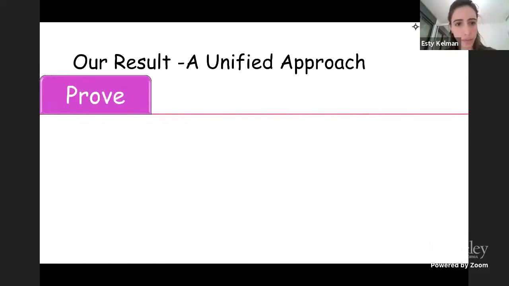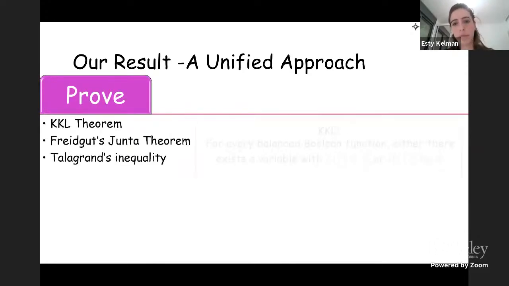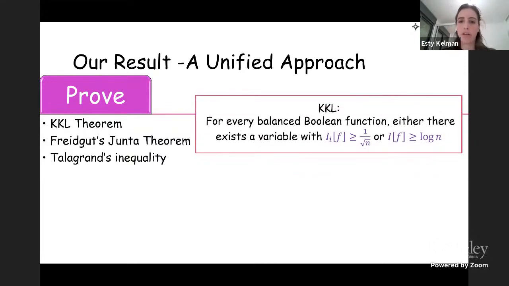So what we do is we give a unified approach, a new proof for these 3 results. The KKL theorem says that for every balanced Boolean function, either there exists a variable with a large influence or the total influence is large. We say that actually every Boolean function can't have both the total influence very small and all the individual influences small. The Friedgut theorem says that those functions with small total influence essentially depend on very few variables. And Talagrand's inequality is a generalization of the KKL.